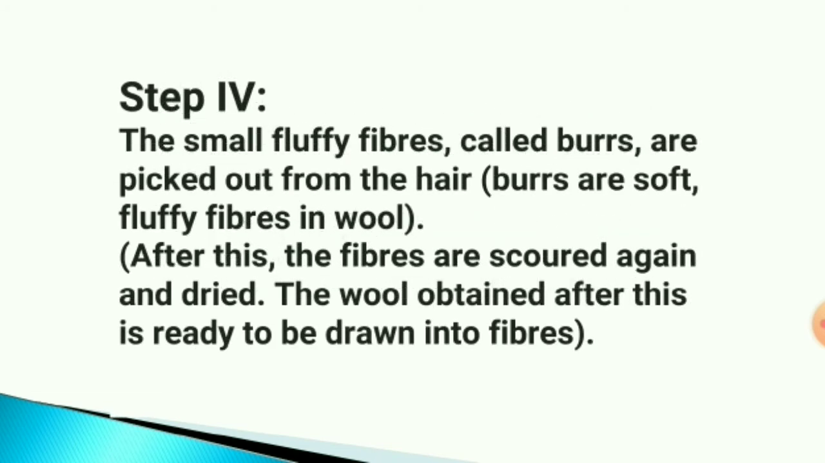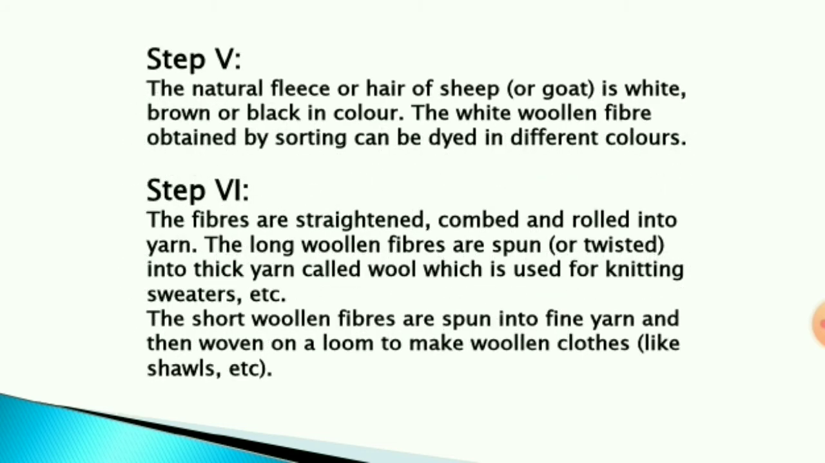Step 4. The small fluffy fibers called burrs are picked up from the hair. Burrs are soft fluffy fibers in wool. After this, the fibers are scoured again and dried. The wool obtained after this is ready to be drawn into fibers. Step 5. The natural fleece of hair of sheep or goat is white, brown or black in color. The white woolen fiber obtained by sorting can be dyed in different colors.